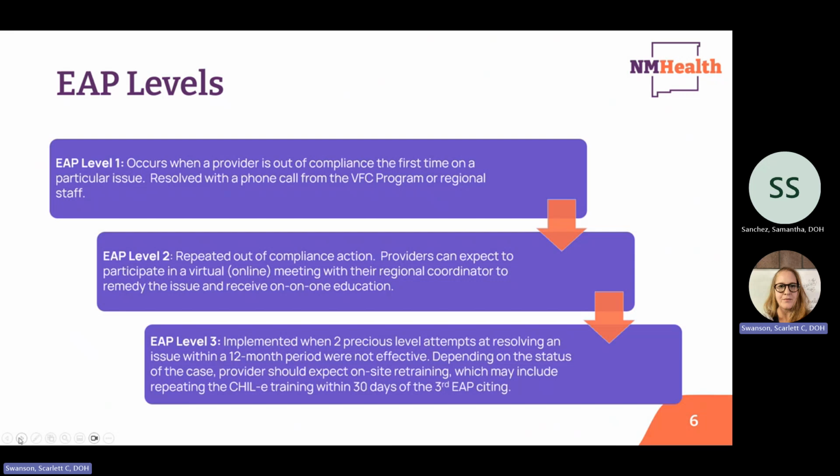The second level would be if it's a repeating of the same issue, and providers can expect to participate in an online meeting with your regional coordinator to remedy that issue and get one-on-one education. And then the third level is implemented when 2 previous level attempts at resolving the issue within a year were not effective. And depending on the status of the case, the provider should expect on-site retraining. And most of the time that includes repeating the Chile training within 30 days of that third EAP citation.